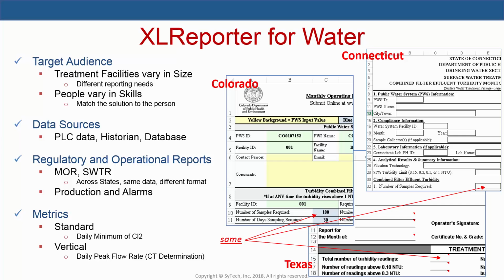First, it can be implemented in facilities of any size, for example, a small town plant where it collects data directly from a PLC, as well as larger, more complex facilities that are logging large volumes of data to databases or industrial historians. Its foundation in Excel helps in generating both regulatory and operational reports, even working directly with government-issued workbook forms, such as these examples from Colorado, Connecticut, and Texas.